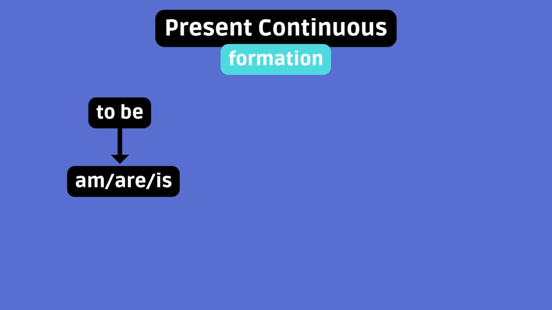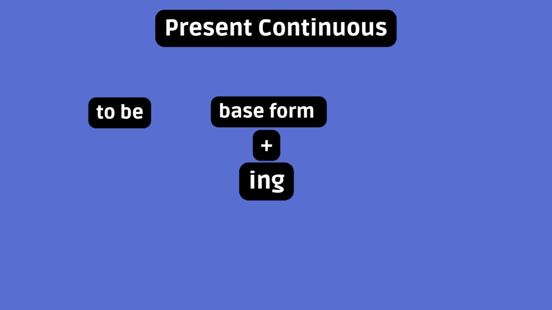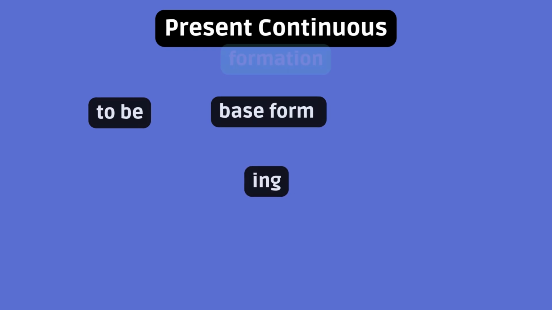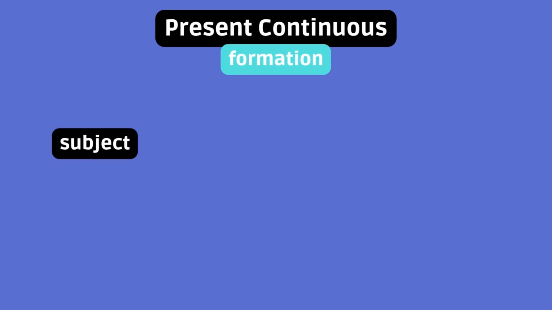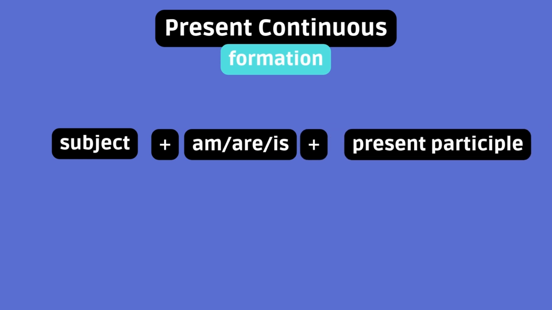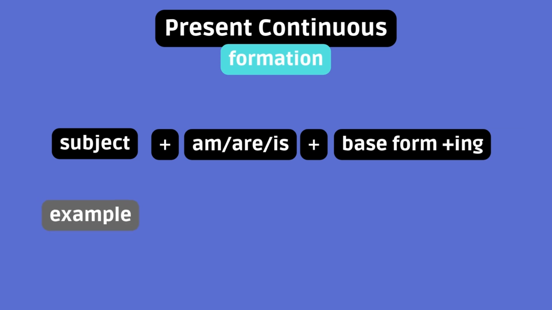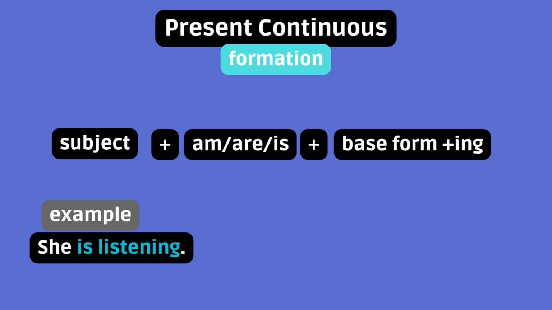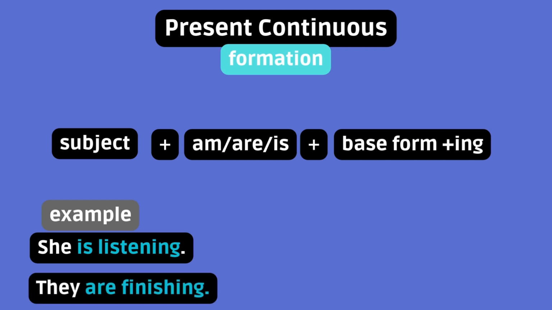Two words. The first one is the verb to be in the present simple, am, are, or is. Then, your second word shows the action or state by adding ing to it. So it looks like this: subject plus am, are, or is, plus present participle. That's the fancy way to say base form plus ing. Example: she is listening. They are finishing.